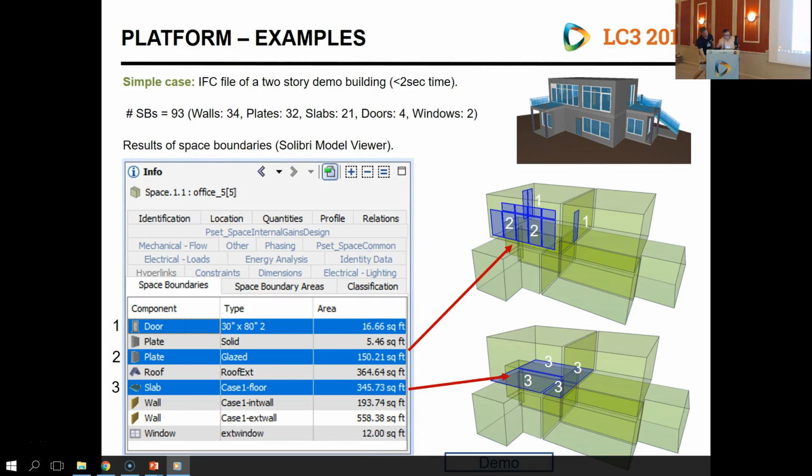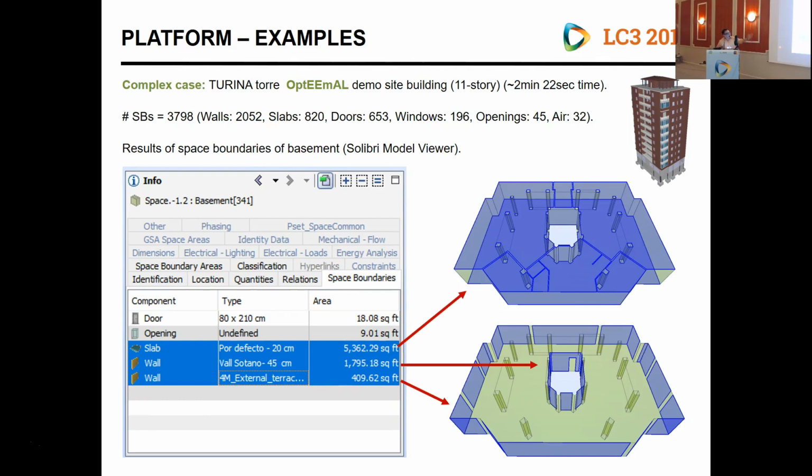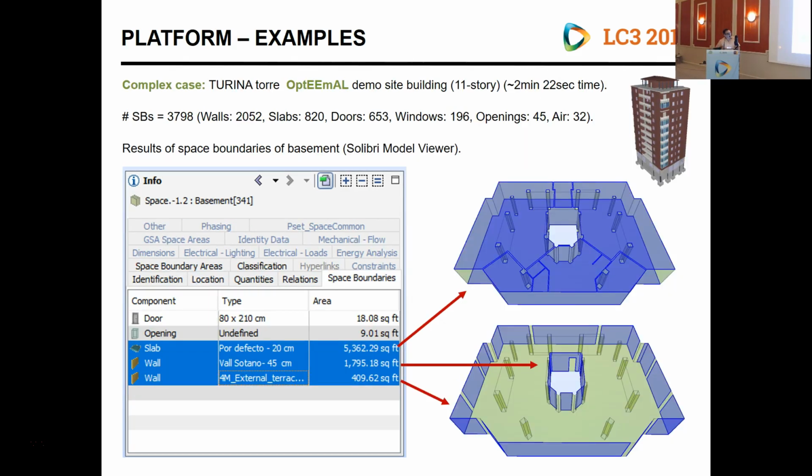Okay. So, as I said, the platform is able to identify various kinds of space boundaries and also work in detail with curtain walls. And also, the example that you saw refers to a very simple building, but we can also work with more complex building geometries.